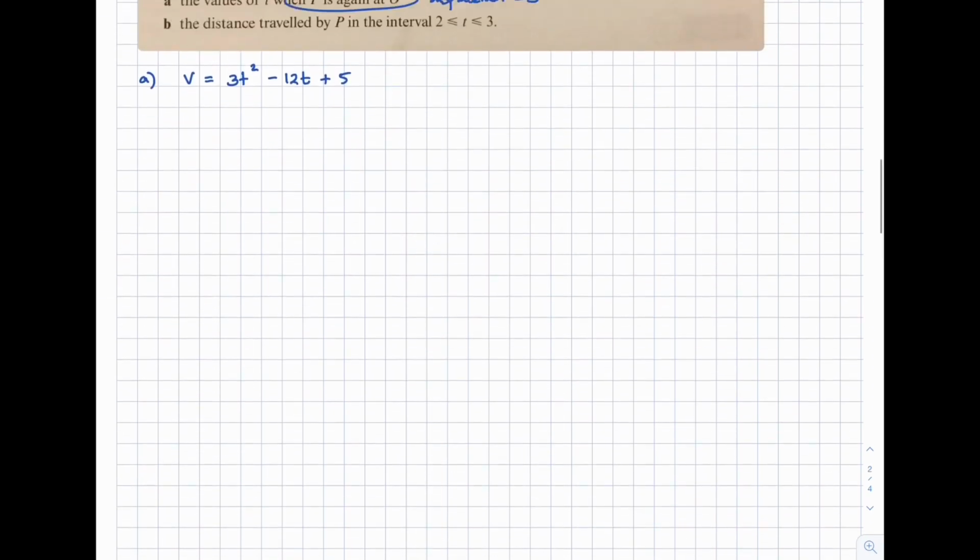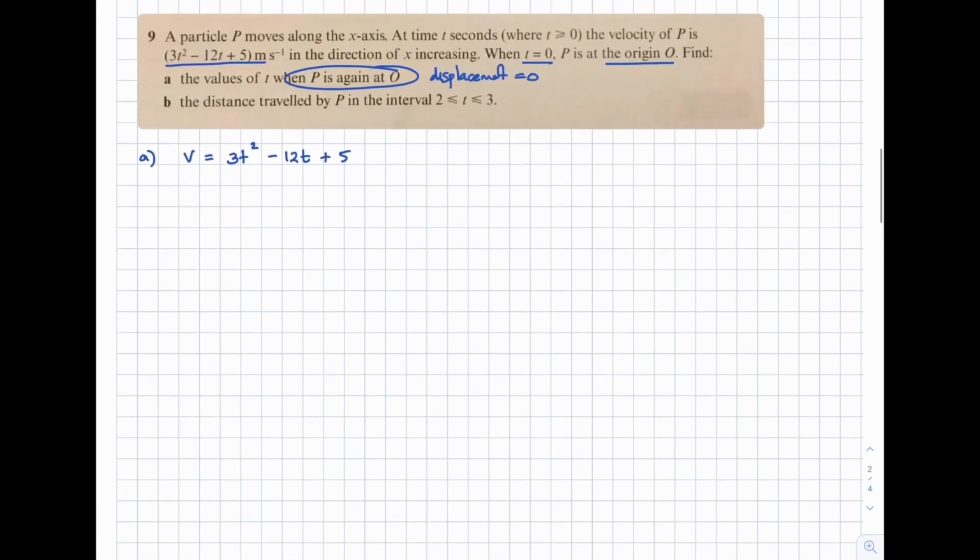So we're going to do the exact same thing again. So we're going to integrate velocity. So we'll say displacement equals the integral of the velocity in terms of t, dt with respect to t. And let's integrate, let's see what happens.